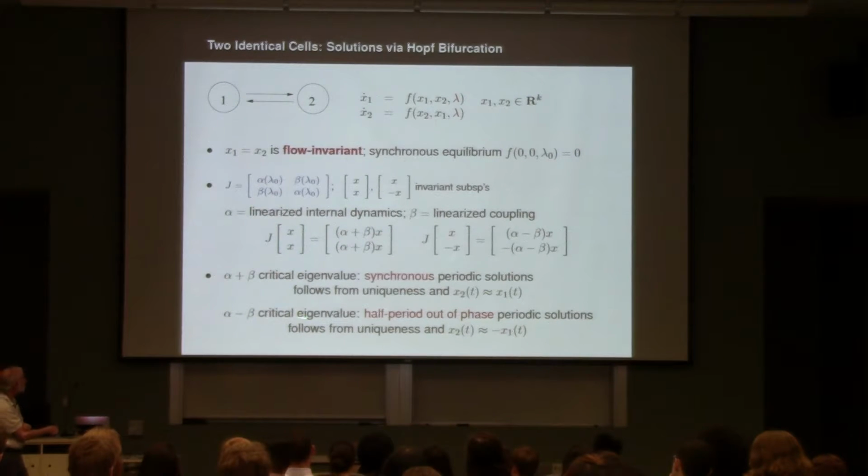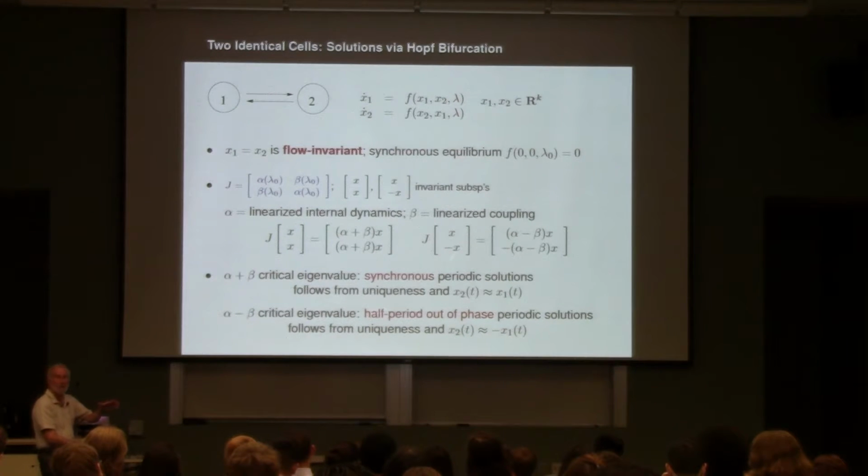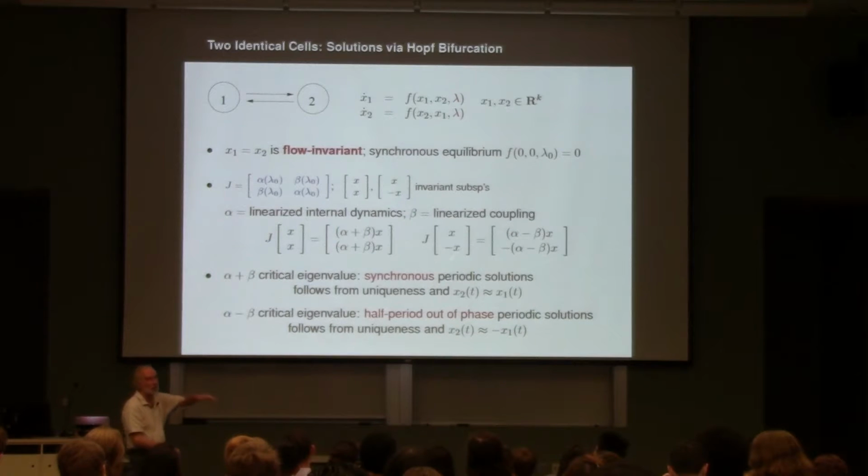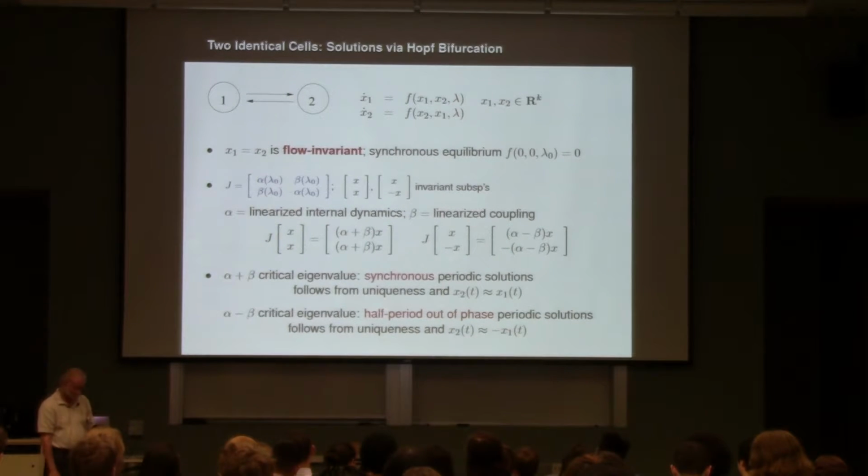Alpha minus beta will give critical eigenvalues. The critical eigenvalues will give these half-period out-of-phase solutions. And this follows because x2 of t is approximately minus x1 of t. And if you think of these as sines, sine of half a period phase shift is the same as minus sine. And this is approximately what's going on here.